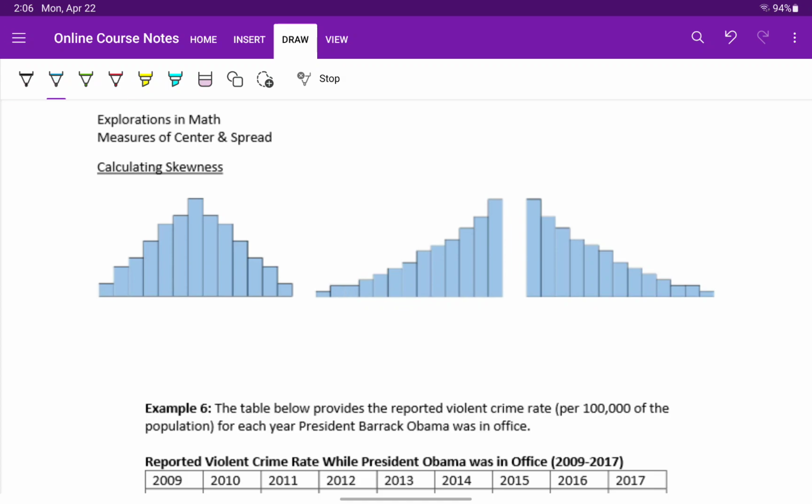We've talked about identifying skewness visually already. And as a brief refresher here, our first histogram is an example of a data set that would be approximately symmetric. Then we have a left skewed histogram, or a left skewed distribution, and a right skewed distribution, a right skewed histogram.